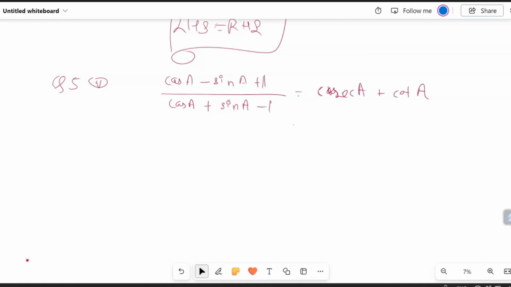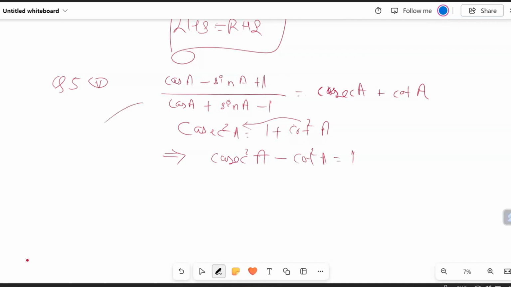And the hint is also given in this question. Let's use the identity cosec square A is equal to 1 plus cot square A. So we have different forms of this also. We can write cosec square A minus cot square A is equal to 1, taking it here. Okay, remember that. Now we will start with the LHS and try to solve it.